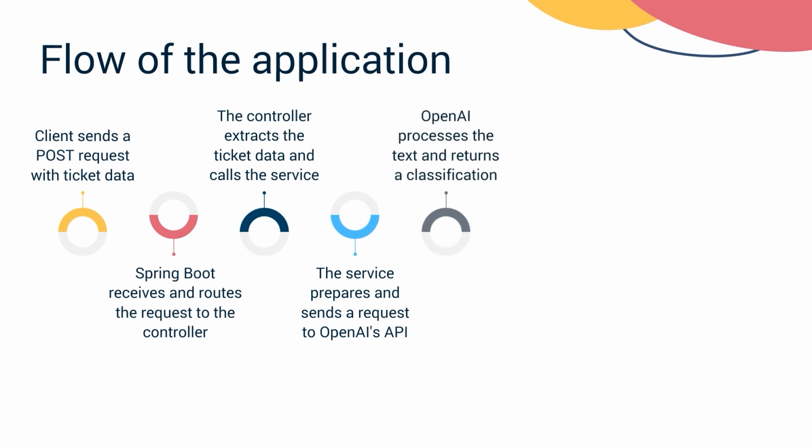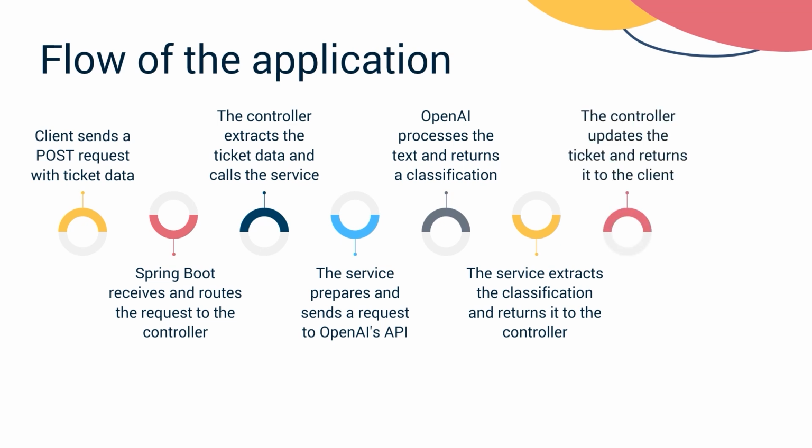OpenAI processes the text and returns a classification. The service extracts the classification and returns it to the controller. The controller updates the ticket and returns it to the client. Spring Boot converts the ticket to JSON and sends the response.